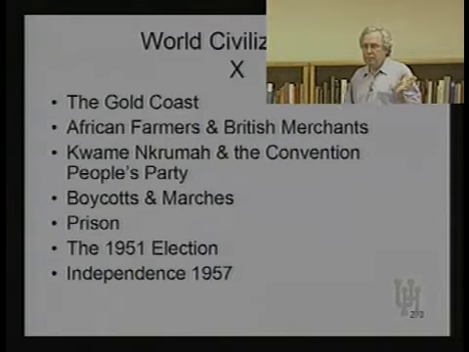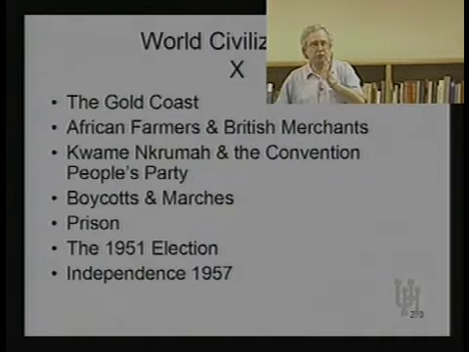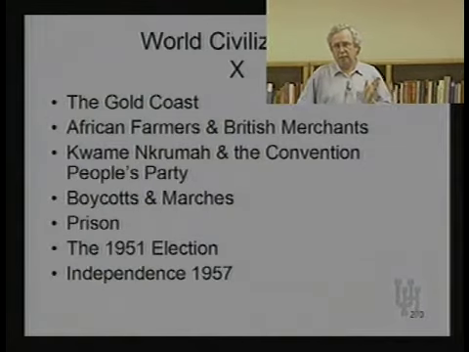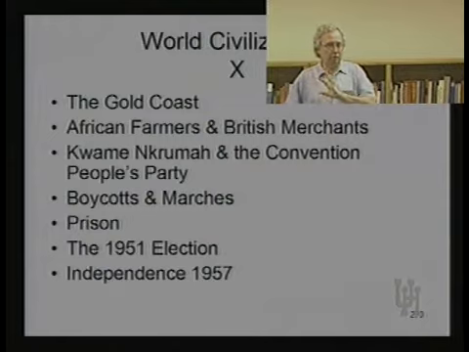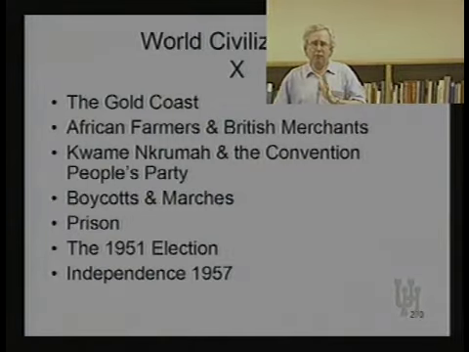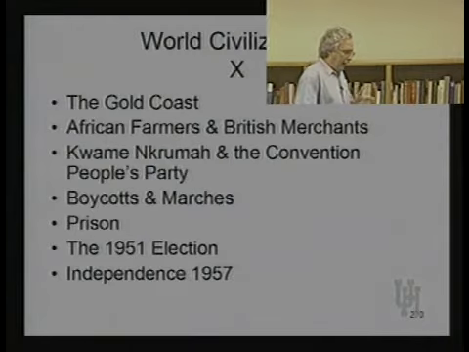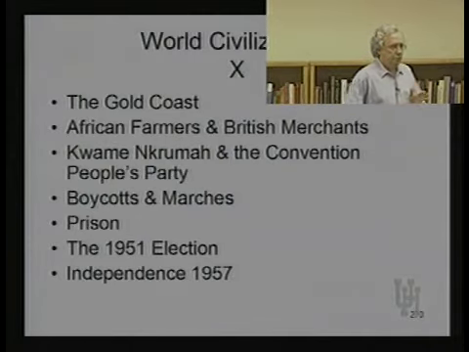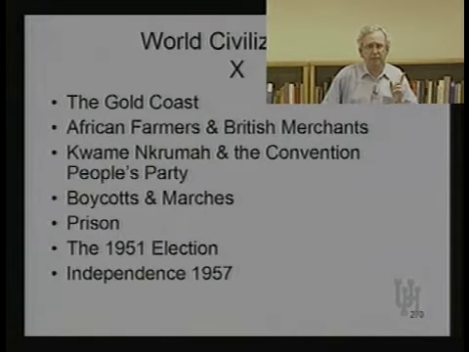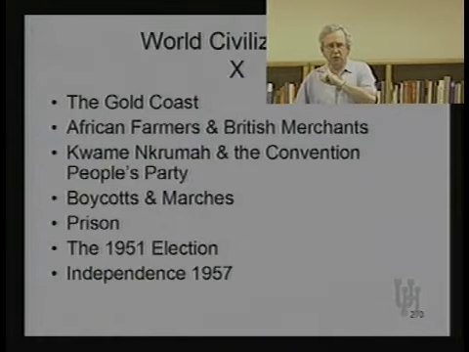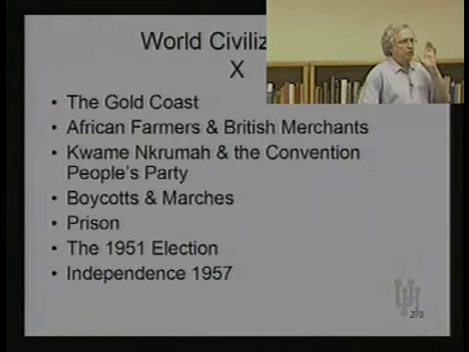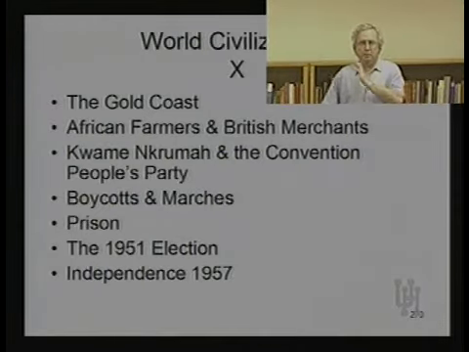Now, independence organizations had cropped up in the Gold Coast as early as the beginning of the Second World War. But it's really the arrival of Kwame Nkrumah back in the Gold Coast, a young man who had gotten his education in both England and the United States. It's his return to the Gold Coast in the late 1940s that really spurs the push for independence.